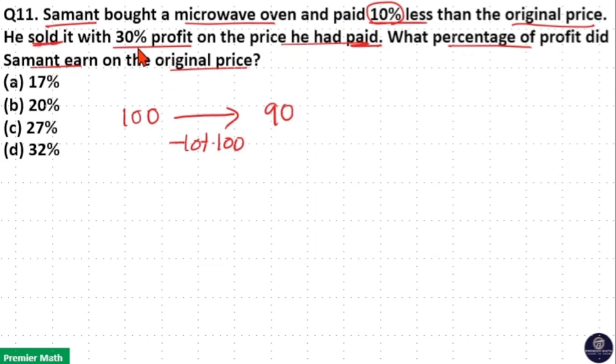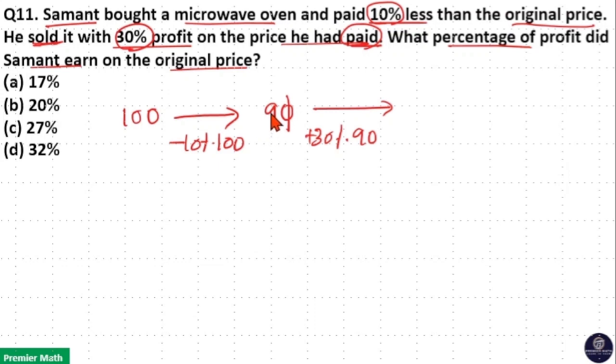Again, he sold it with 30% profit on the price he had paid. He paid 90 rupees, so he sold it with 30% profit on this 90 rupees. Here, 100% of 90 is 90. 10% is 9.